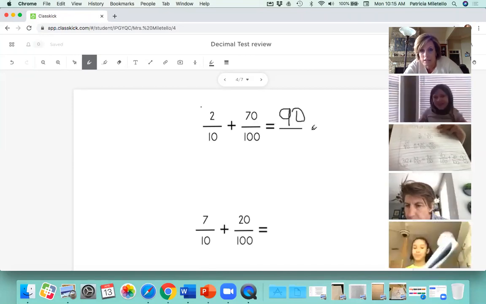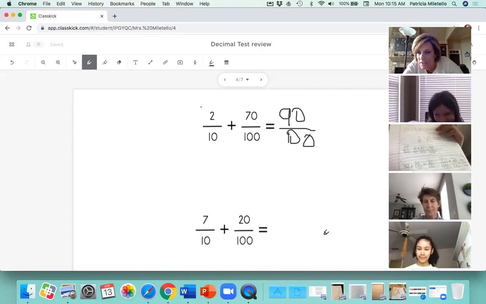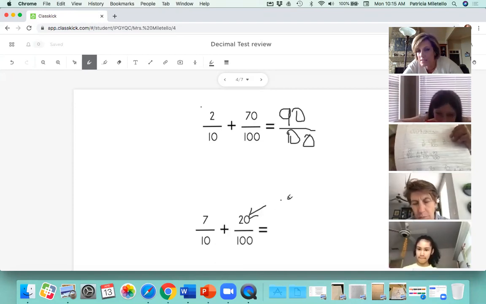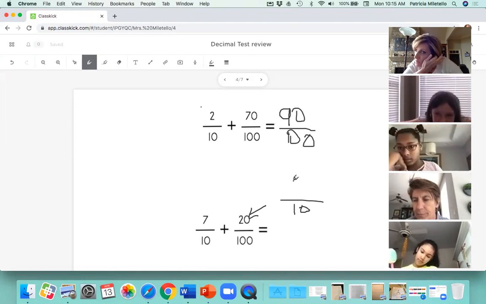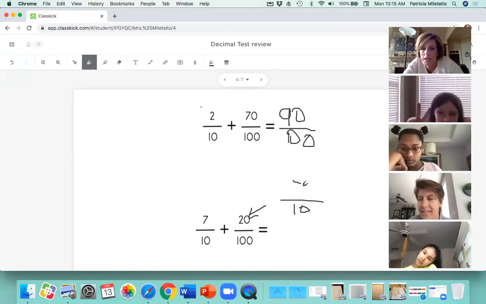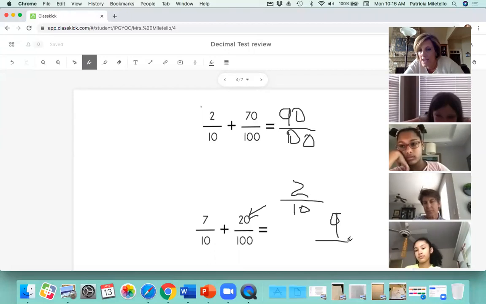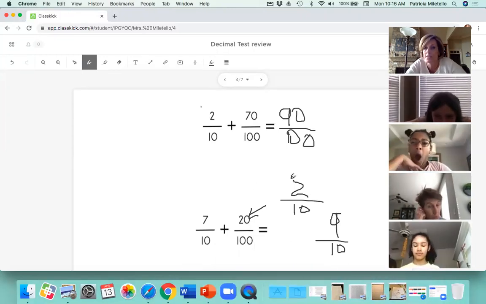Yes. And it's the same answer down below, isn't it? Or what could your other option be down here? What if you made this fraction right here into tenths? What would the top number be? 2. And if you added 2 plus 7, you get 9 tenths. So either one of these answers could be 90 100ths or 9 tenths. Both of them are correct. And they're both the same answer, right?